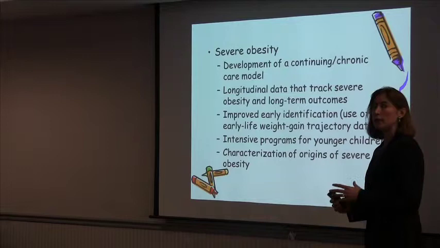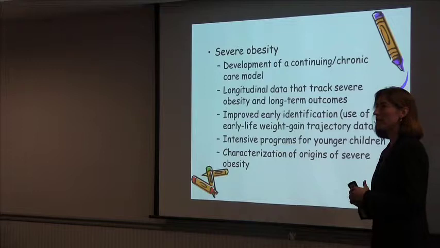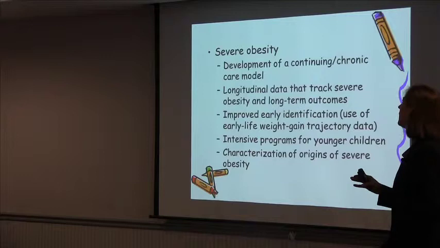Another target priority area is severe obesity. That's why I had that prevalence slide at the beginning. And there is a recent position paper by the American Heart Association. I forget her first name, Kelly was the first author. And these were some of the things that they called for in terms of federal funding.